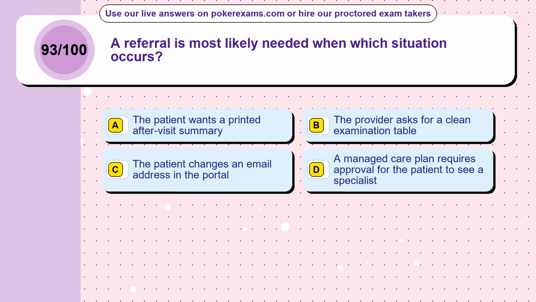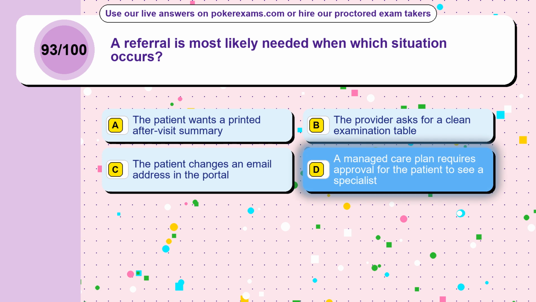Question 93. A referral is most likely needed when which situation occurs? Option A. The patient wants a printed after-visit summary. Option B. The provider asks for a clean examination table. Option C. The patient changes an email address in the portal. Option D. A managed care plan requires approval for the patient to see a specialist.